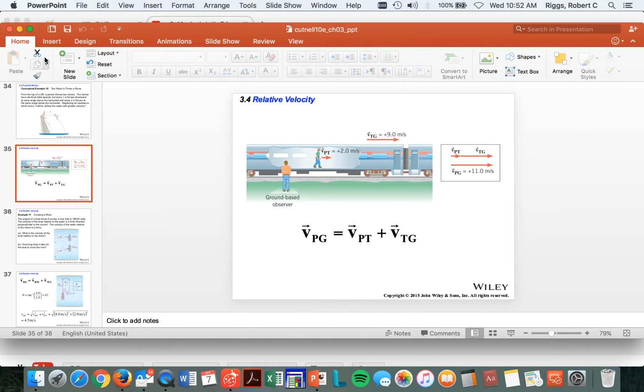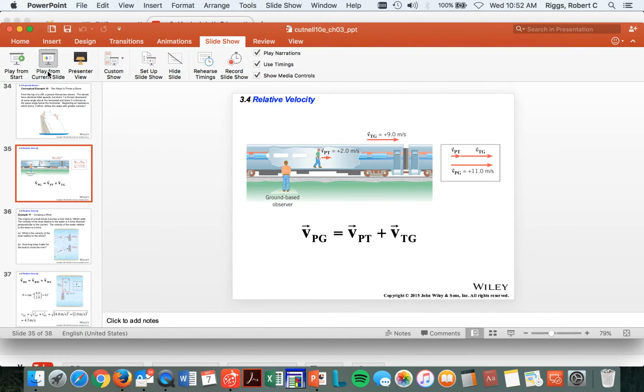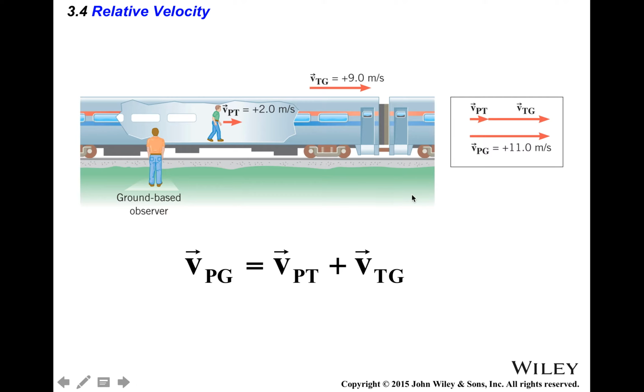Let me show you how this is supposed to work. All right, we're talking relative velocity. Okay, so here's what we're saying. Notice the velocity of the train to the ground.